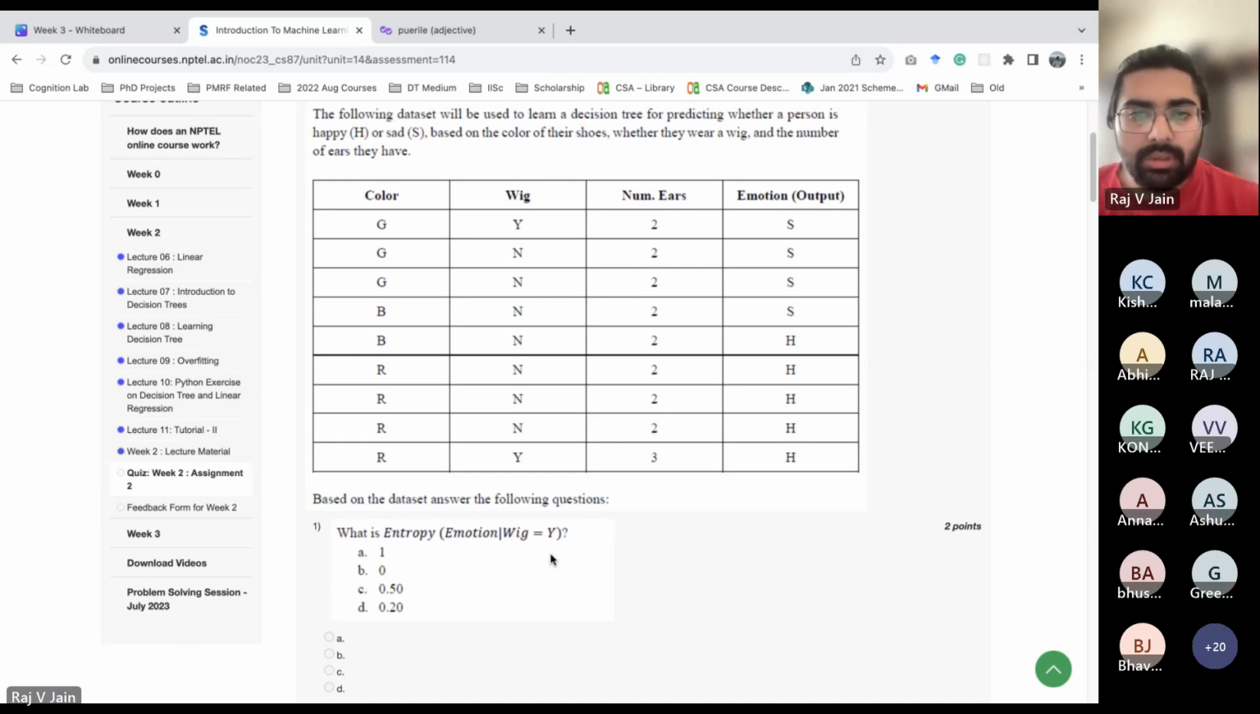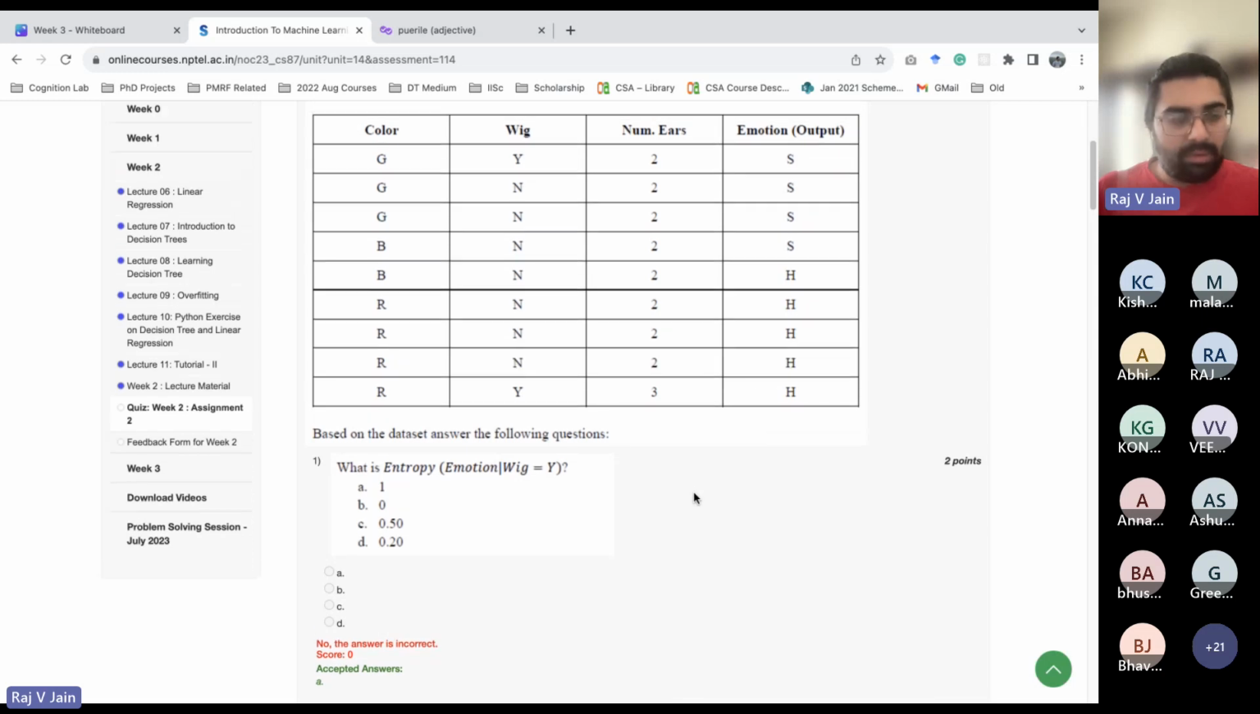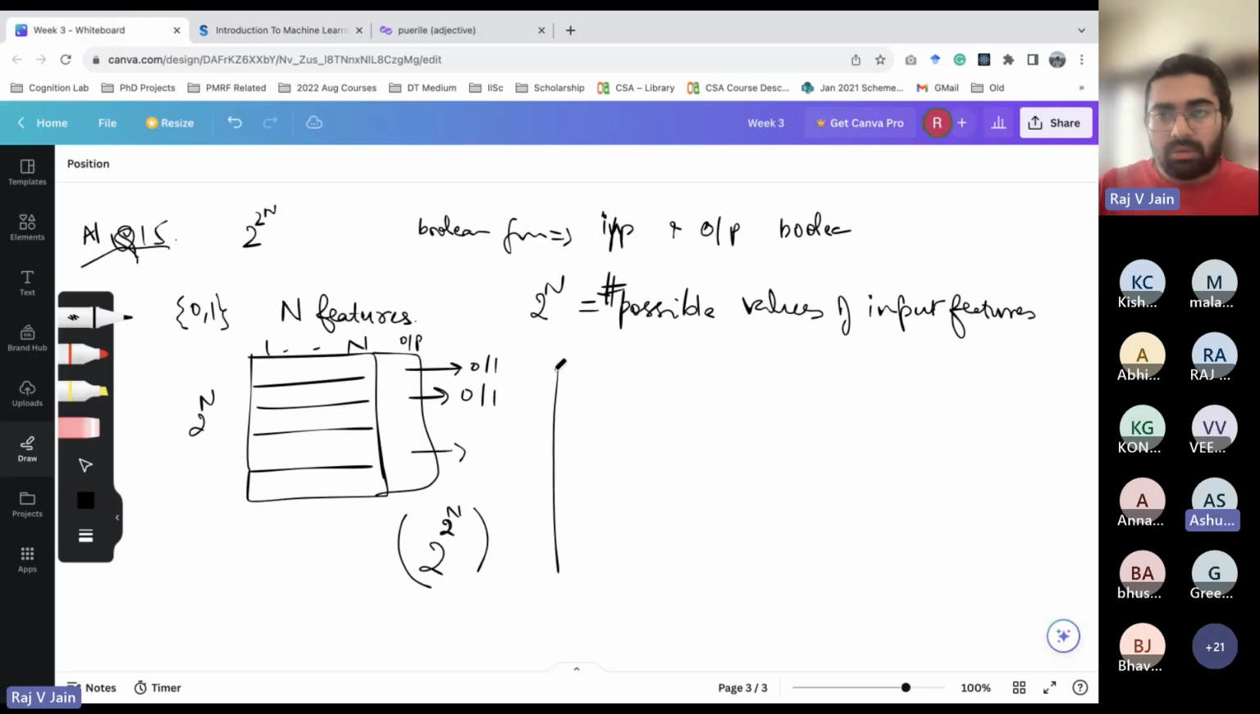Actually, for the dataset, the number of Y's is 2. And out of 2, the emotion is one sad and one happy. So equally distributed. So entropy is 1. Entropy is 1, right? That's it. Very simple.